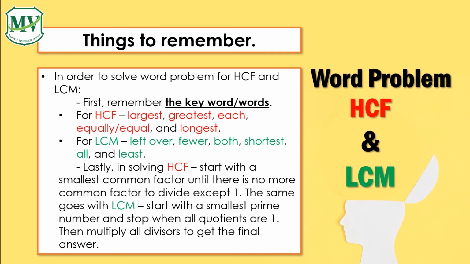Lastly, in solving HCF, start with the smallest common factor until there is no more common factor to divide except 1. The same goes with LCM. Start with the smallest prime number and stop when all quotients are 1. Then multiply all divisors to get the final answer.